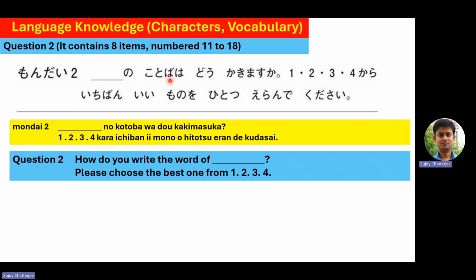So dash no kotoba wa do kakimasu ka? 1, 2, 3, 4 kara ichiban ii mono o hitotsu erande kudasai. How do you write the word of dash? Please choose the best answer from 1, 2, 3, 4.